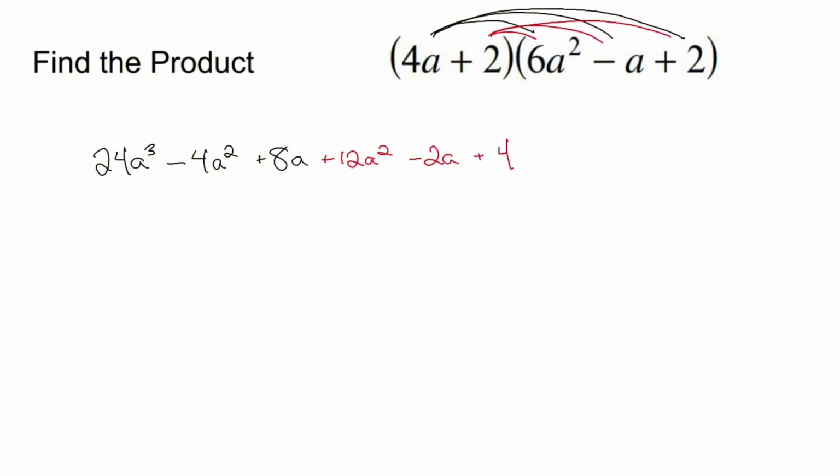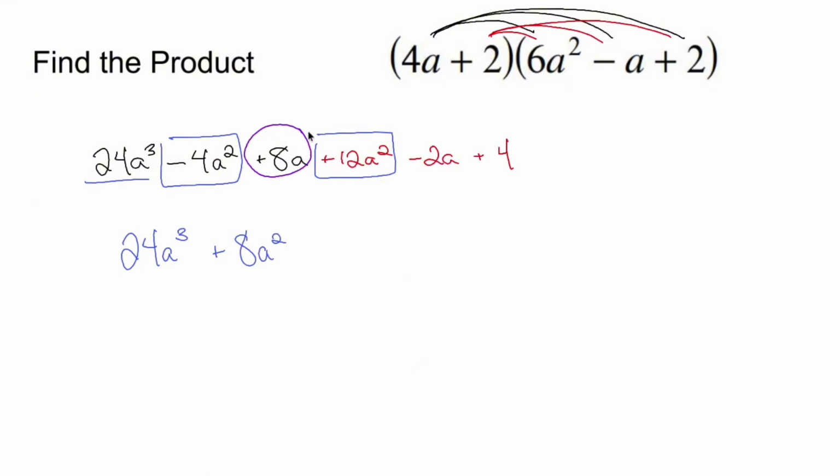Now we take a look at what's left over and see if we can combine like terms. 24a to the third doesn't combine with anything. However, negative 4a squared and positive 12a squared do combine. Negative 4 and 12 make 8, so 8a squared. 8a minus 2a is going to be 6a. And then negative 4 all on its lonesome is just hanging out. So that's how you find the product. This is just a very big FOIL problem, a very big double distributive property problem, lots of combining like terms, and lots of fun.